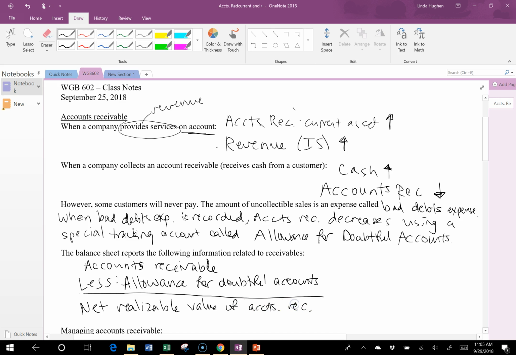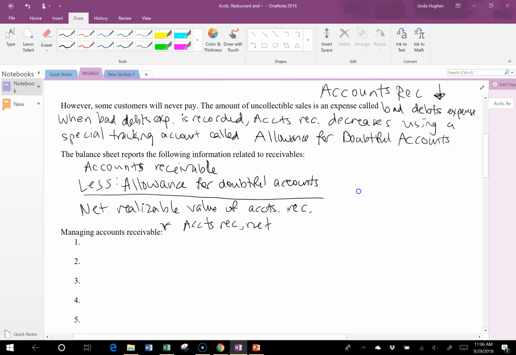To realize something in accounting means to turn it into cash. So what is the total amount of receivables we actually estimate will be turned into cash? Well, we have to subtract out this allowance for doubtful accounts. If we look at publicly traded companies' balance sheets, typically we're going to see the term accounts receivable, comma, net. And what this net means is net of the allowance for doubtful accounts.